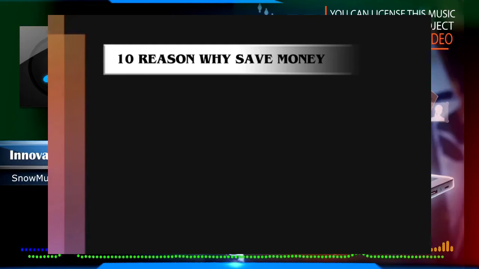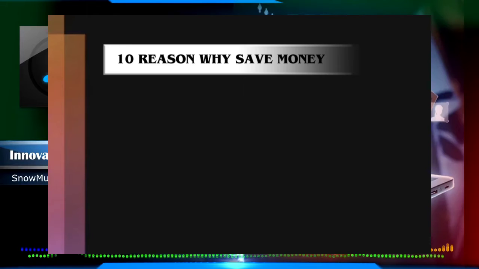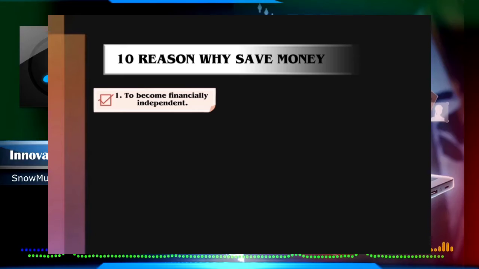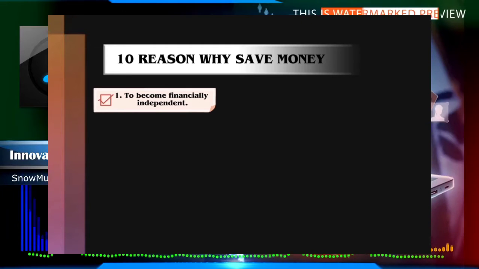Ten reasons why save money. With credit so easy to get, here are 10 practical reasons why it is important to save money that everyone, including teachers, must know. The first one, to become financially independent. Financial independence is not having to depend on receiving a certain pay, but setting aside an amount to have savings that can be relied on.